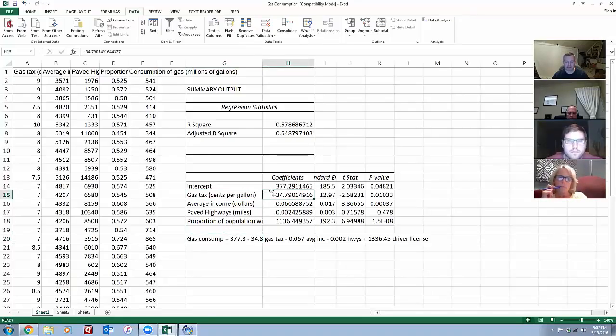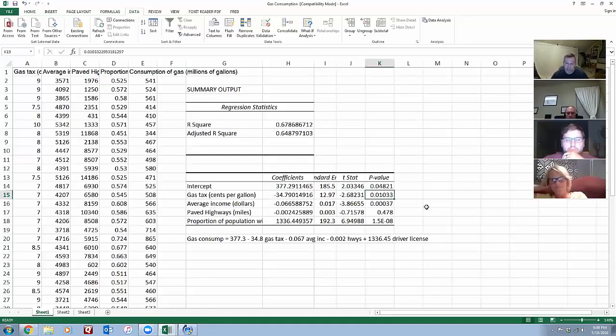Well, I know that it's got the correct sign, the sign that I expected, and the size of the variable maybe makes sense. If there's an increase of 1 cent per gallon of a gas tax, that reduces gas consumption by 34.8 million gallons, maybe. But is this important? Excel is always going to spit out a coefficient for you. It's never just going to give you a 0 with a star by it saying, don't worry about this variable, this isn't important. You want to know whether it's important or not.